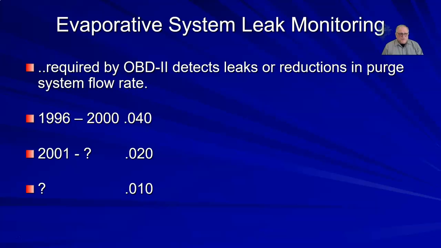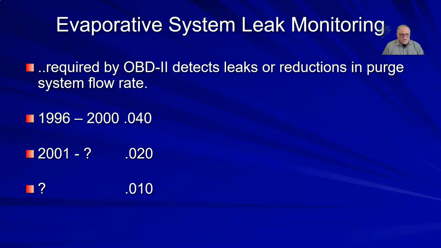For the 1996 through 2000 model years, they had to be able to detect a leak as small as 40 thousandths. Starting in 2001, they decreased that. They had to be able to detect a leak down to 20 thousandths. I have heard from a couple different classes that I've gone to that they have a new standard coming out of detecting a 10 thousandths leak. That's the reason I have the question mark there: I've heard about it, but I haven't heard that it's actually out, or if it is out, what year it came out.